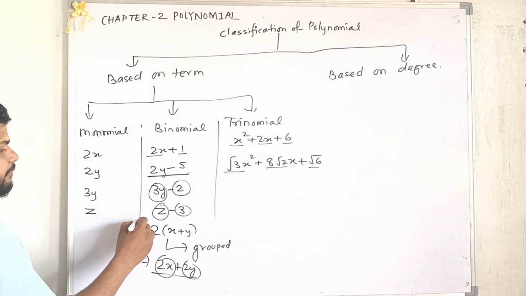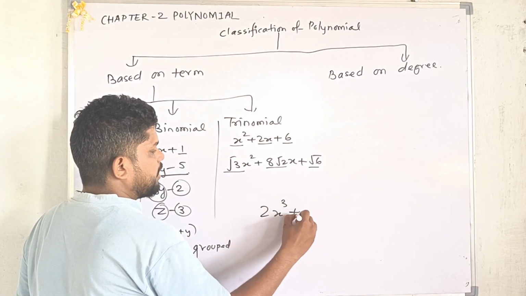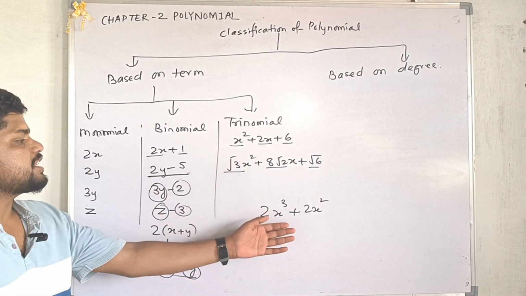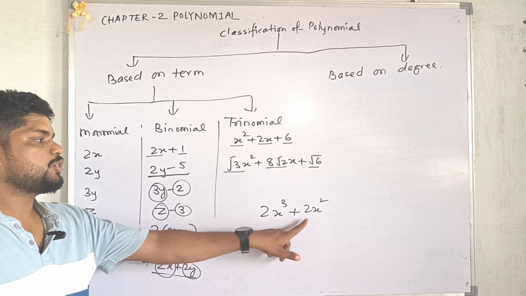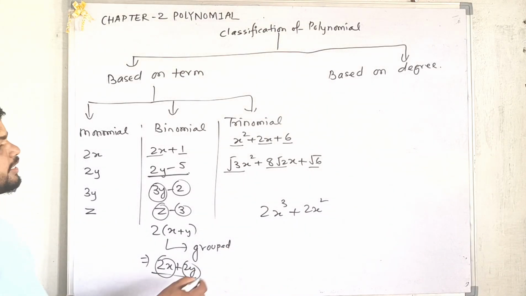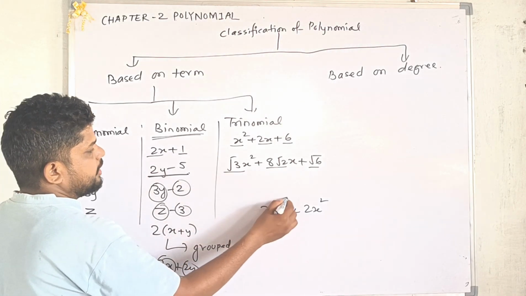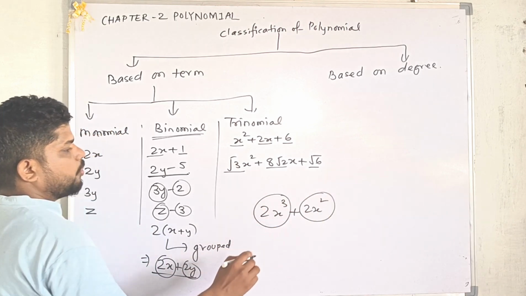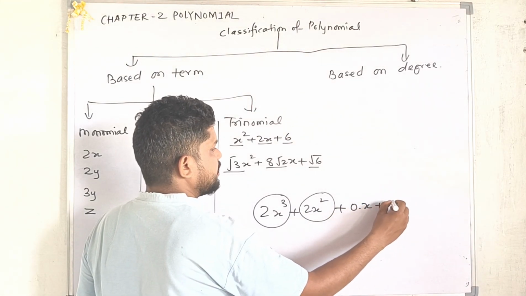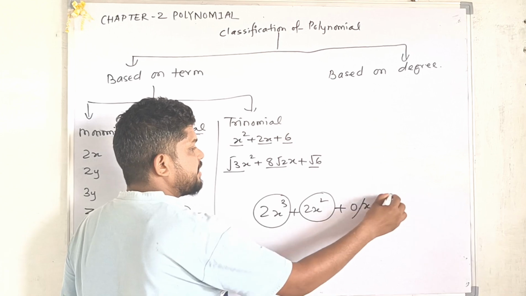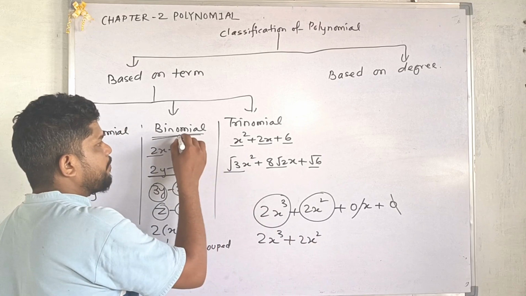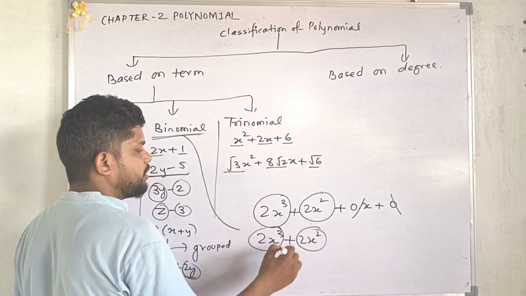Can you tell me 2x cube plus 2x square, under which classification this will fall? Just think. Yes, this will fall under binomial only, because this is one term, this is the second term. Although we can write this complete as 0 plus x plus 0, this doesn't have any significance. So 2x cube plus 2x square is a binomial because it has only 2 terms visible to us.